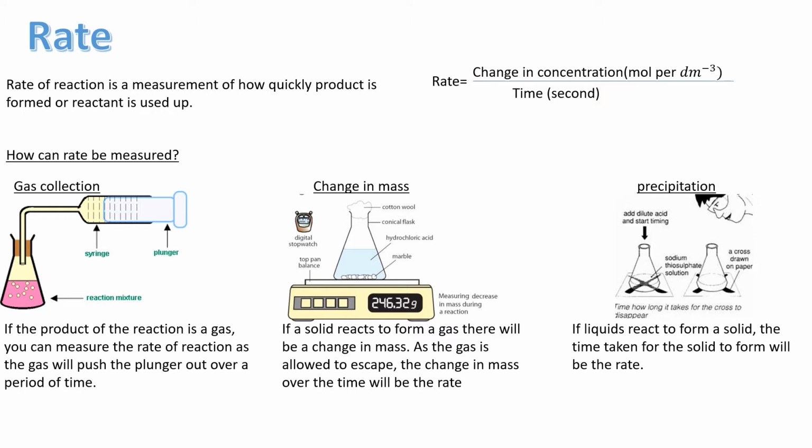The first one is gas collection. If the product of the reaction is a gas, you can measure the rate of reaction. As long as you measure the volume the plunger gets pushed out and the time, you can calculate the rate.